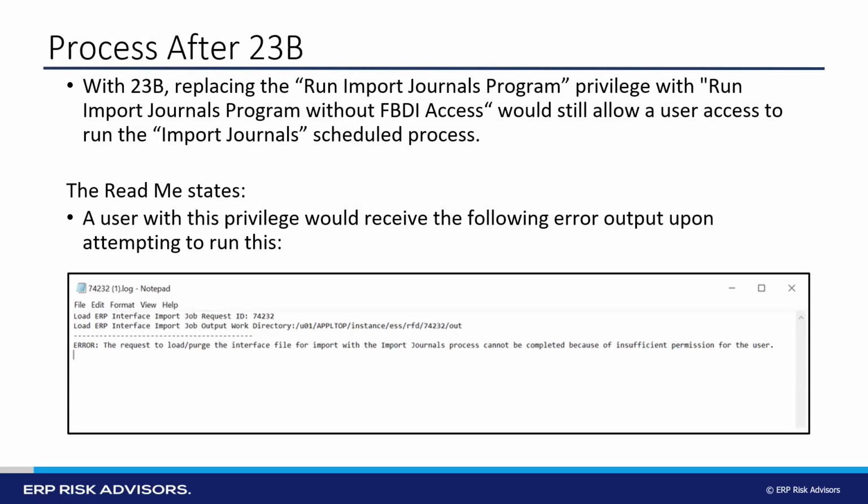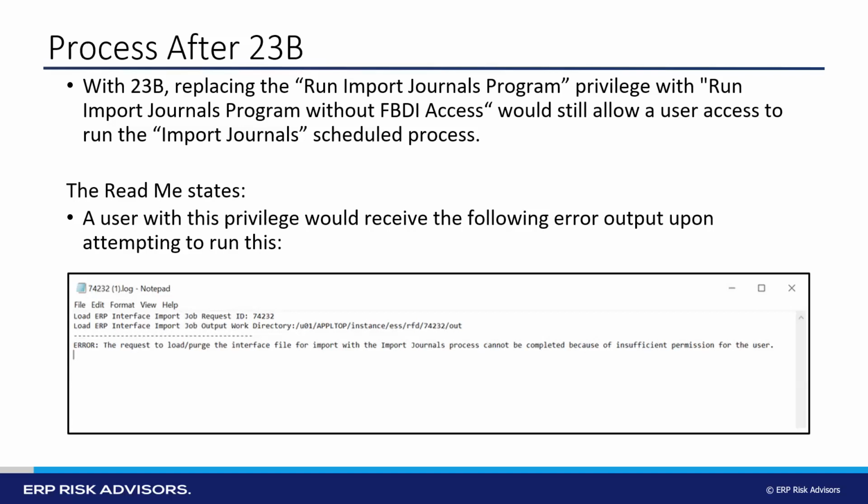However, oddly enough, the replacement of the old privilege, which is run import journals program, with a new privilege, run import journals program without FBDI access, has some flaws. The README says that the user can run the process and it will complete successfully, but it will complete in error. This is the stated functionality per the README, which is a little odd. Look at the slide. It shows the error log for the process after it runs. The message states the request to load, purge the interface for import with the import journal process cannot be completed because of insufficient permissions. Well, Donna did test this extensively, and it's not exactly correct.